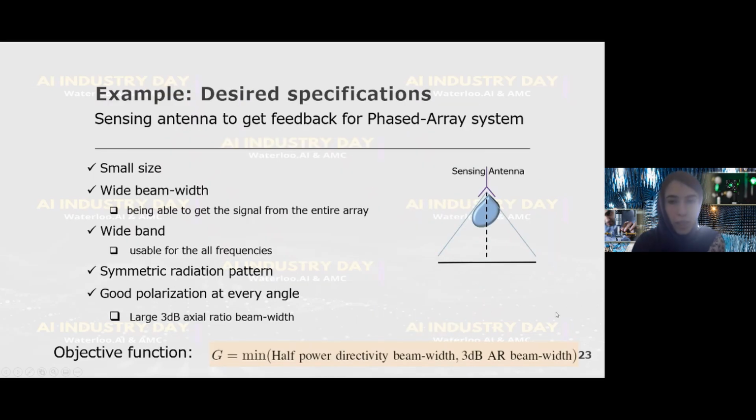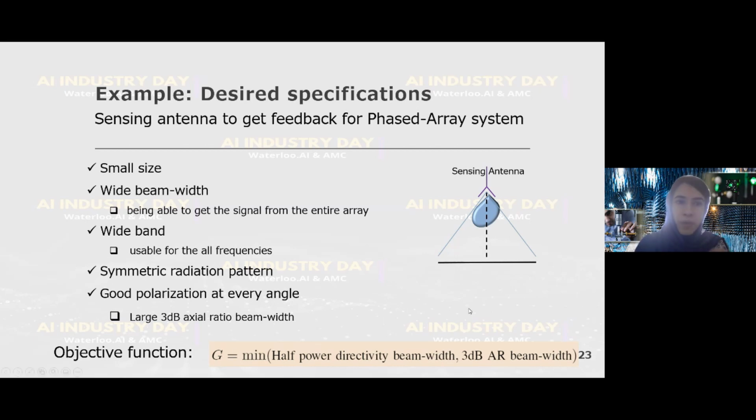So one of the example applications where we are required to design an antenna with lots of restricted specifications is the calibration of our phased array antenna. We have a very large scale phased array antenna, and we need a probe antenna to get feedback and use that feedback to calibrate the system for in situ, onboard applications.